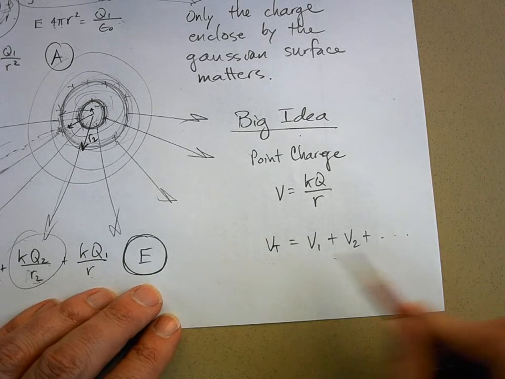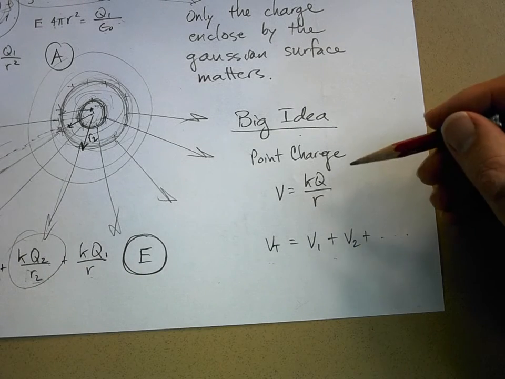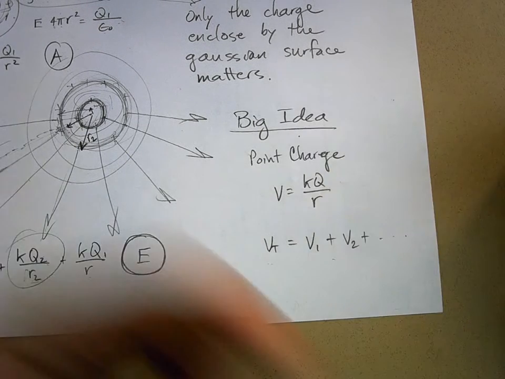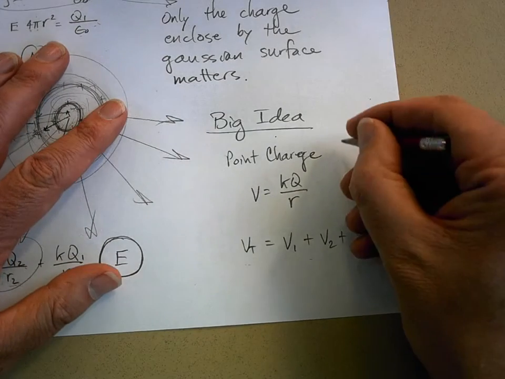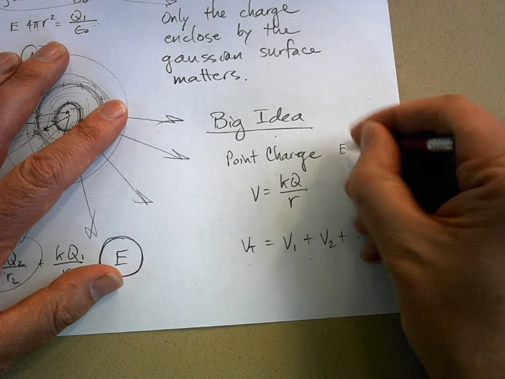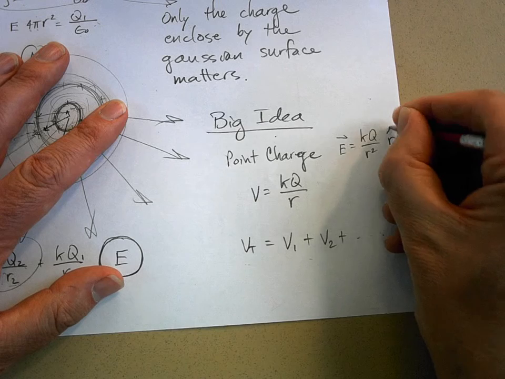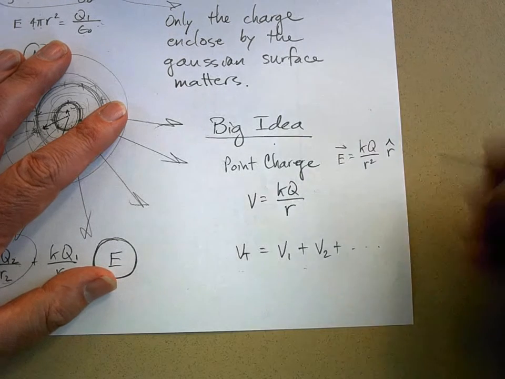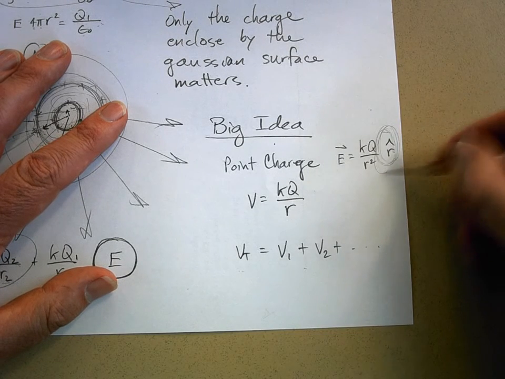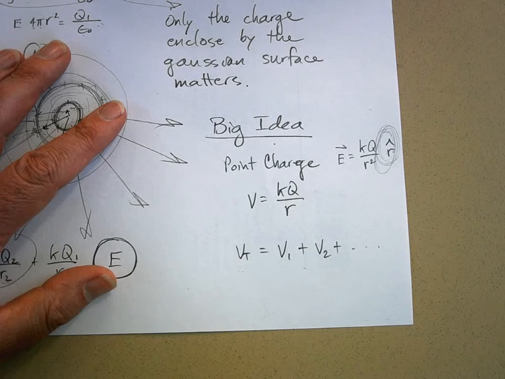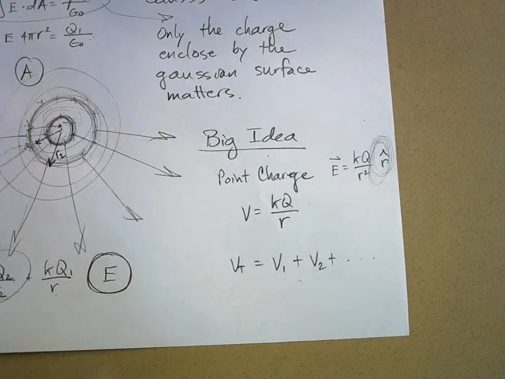Also, guess what's missing here that isn't missing from the electric field equation? The electric field equation for a point charge is E equals KQ over R squared in the R hat direction. See, electric field has a direction associated with it, but voltage doesn't. It's a scalar. Okay? All right.